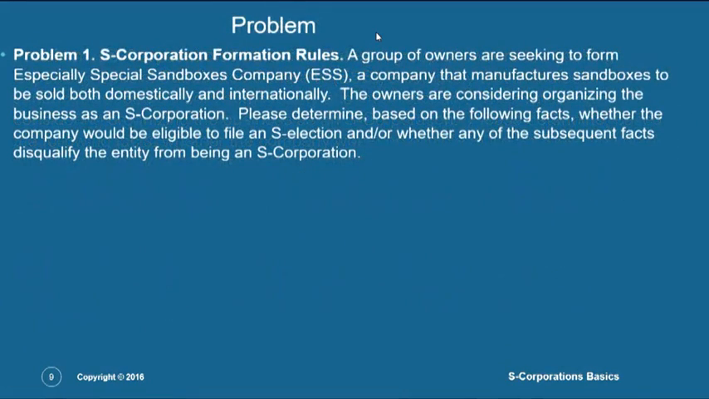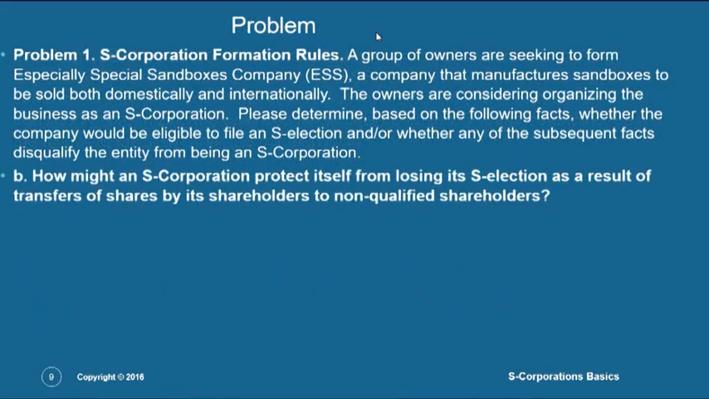All right, so let's look at part B. How might an S corporation protect itself from losing its S election as a result of the transfer of shares by its shareholders to non-qualified shareholders? So we have these non-qualified shareholders. We've just seen an example where husband and wife transfer their shares into an S corporation that they both hold, and that's going to blow the S election. So what can you do to avoid that from happening?